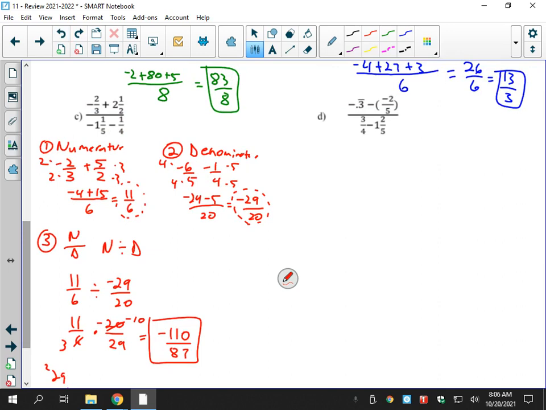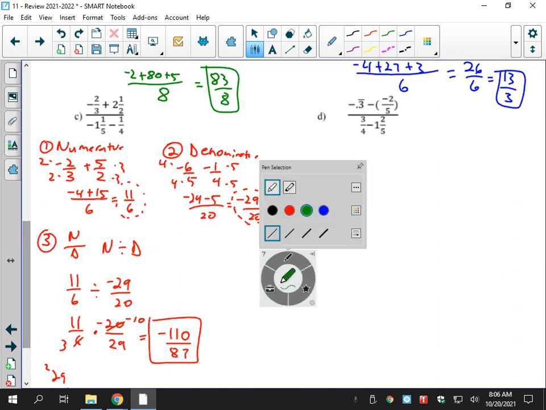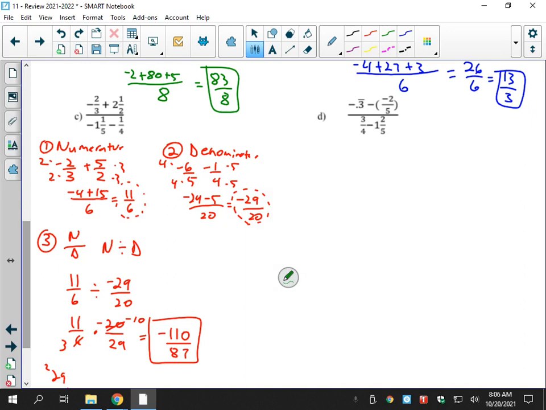Let's take a look at D here. With D, we have to be careful of our double signs as well as our repeating decimals. We've got same sign sum. As I simplify our numerator, I've got negative 1/3 plus 2/5. Common denominator will be 15. Negative 5 plus 6 over 15, which will give us 1/15.